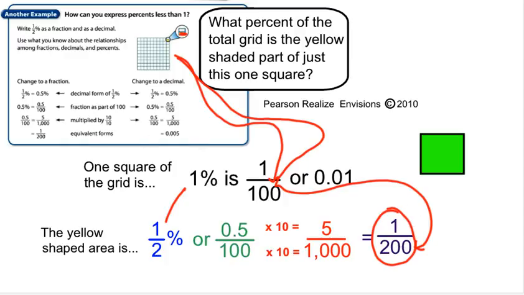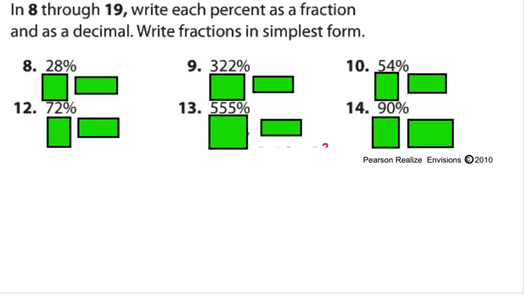All right? So let's give a little practice and see how we do. In 8 through 19, write each percent as a fraction and as a decimal. Write fractions in simplest form. I've just pulled 8, 9, 10, 12, 13, and 14 from your book. What you should do is pause the video and see if you can convert these to fractions and decimals. So pause the video and solve the problems.